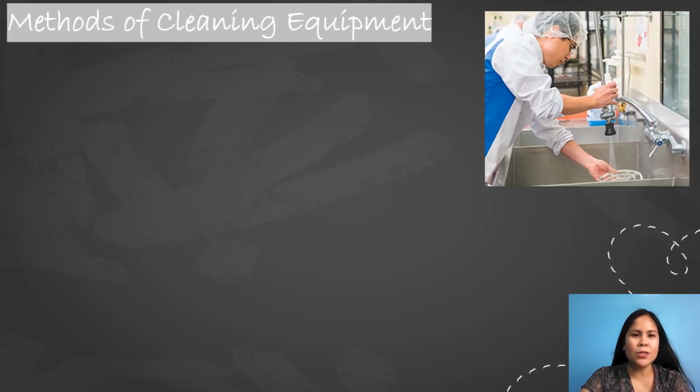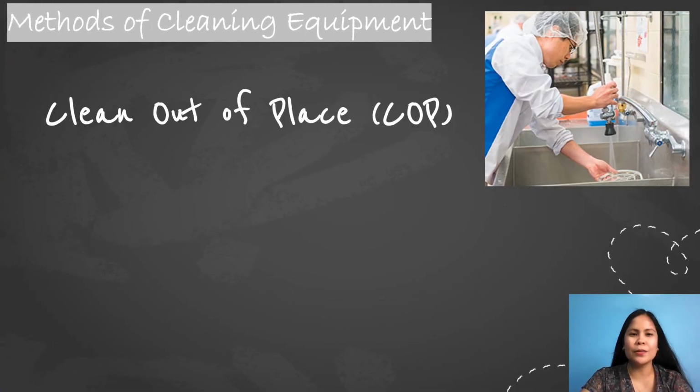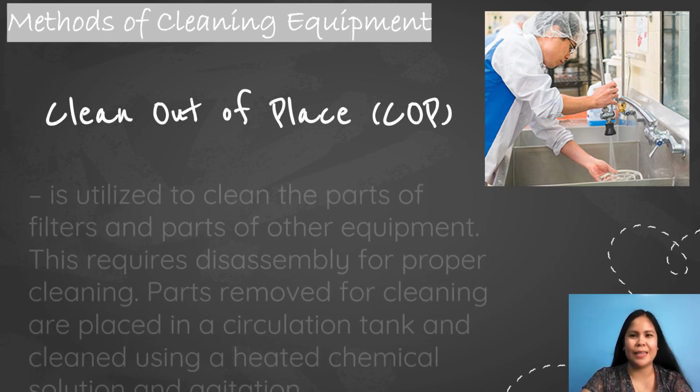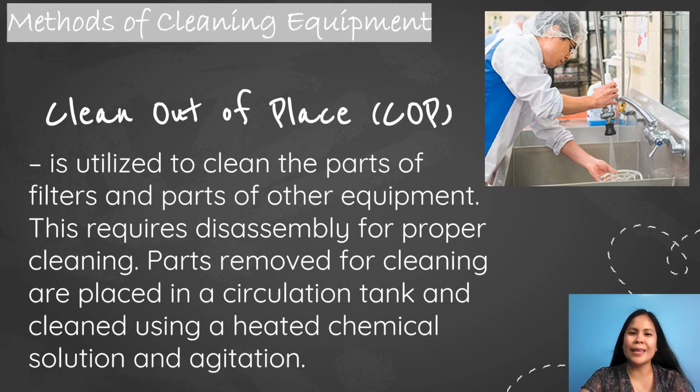And another method of cleaning equipment is what we call the COP or clean out of place. It is used to clean the parts of filters and parts of other equipment. This requires disassembly for proper cleaning. Parts removed for cleaning are placed in a circulation tank and cleaned using a heated chemical solution and agitation. The COP process can be used for equipment and components that require at least some disassembly to be cleaned.